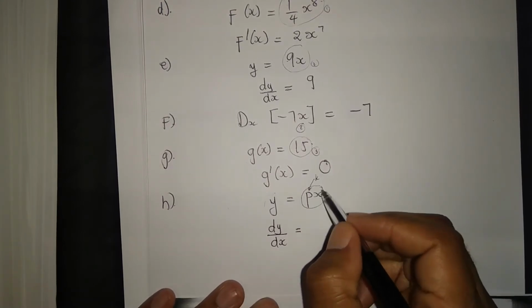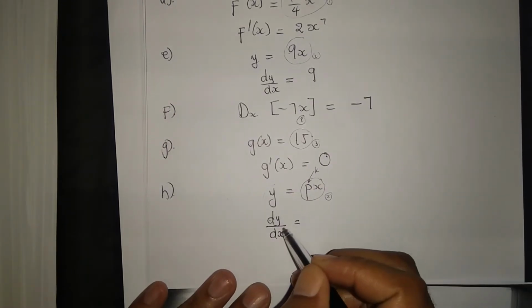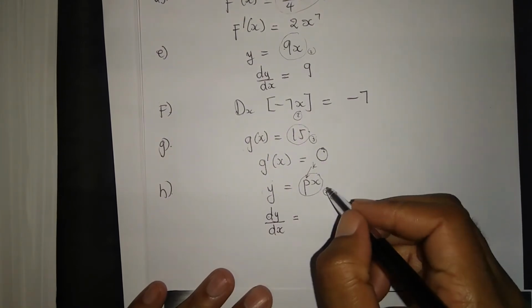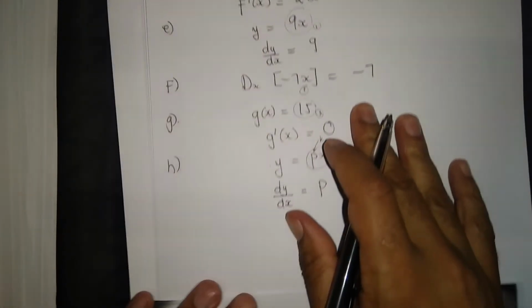And then the x is our variable. We are differentiating function y in terms of x, so the p is just a coefficient. So therefore this is rule 2. The x drops, what remains is p.